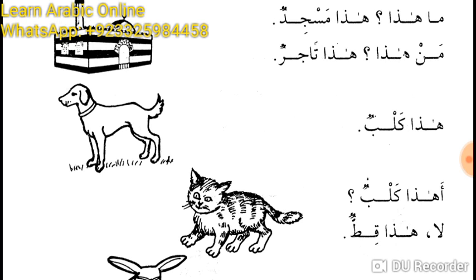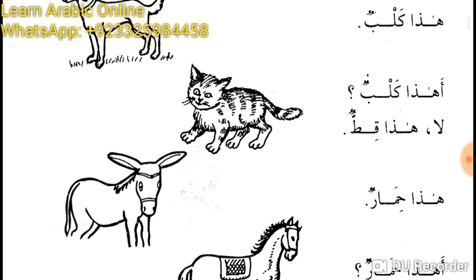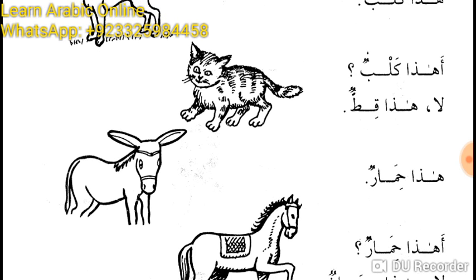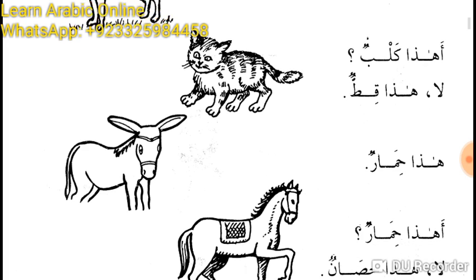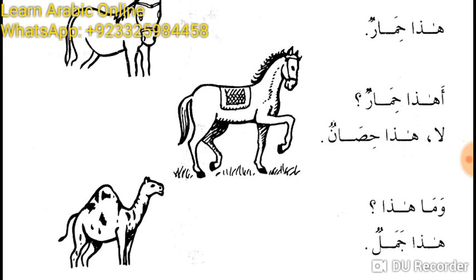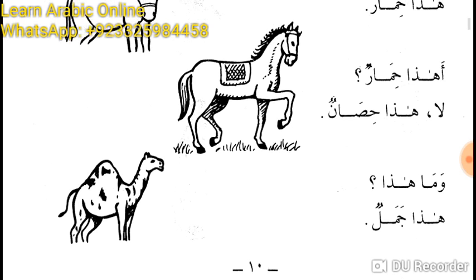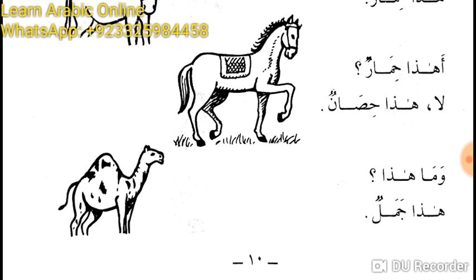This is a dog. Yes. Hatha kalbun. Is this a dog? La, hatha kittun. Yes, kittun. No, this is a cat. Hatha himarun. This is a donkey. Hatha himarun. Is this a donkey? La, hatha hisanun. No, this is a horse.